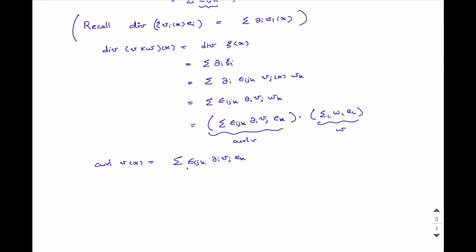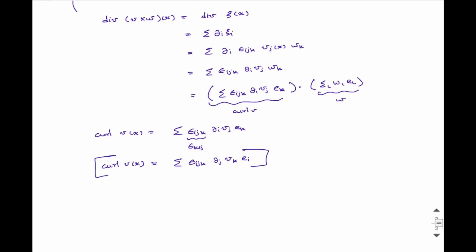And there's a nicer way of writing this. Remember that this is nothing but epsilon kij, because kij has the same parity as ijk, so the value does not change. Now I can just relabel the indices: replace k with i, j with k, i with j, and so on. What this gives you is epsilon ijk partial j v k e i. I've just relabeled the indices, because this is a much nicer expression to keep in mind.